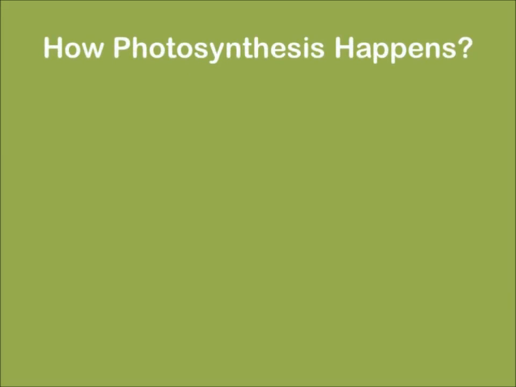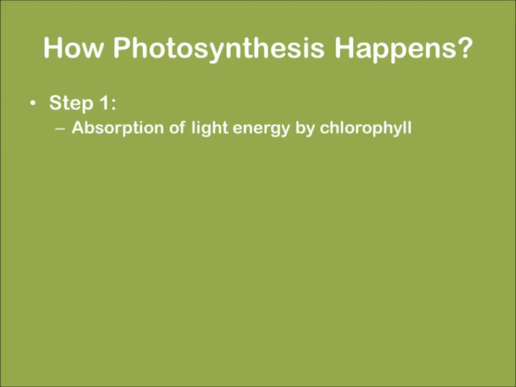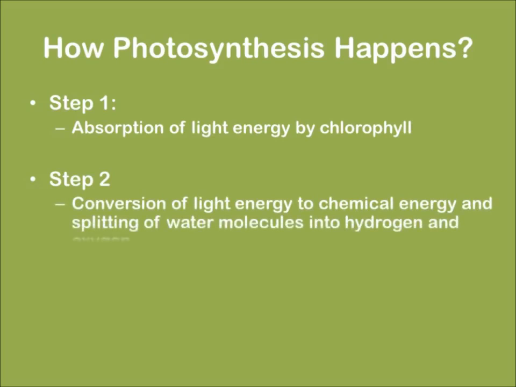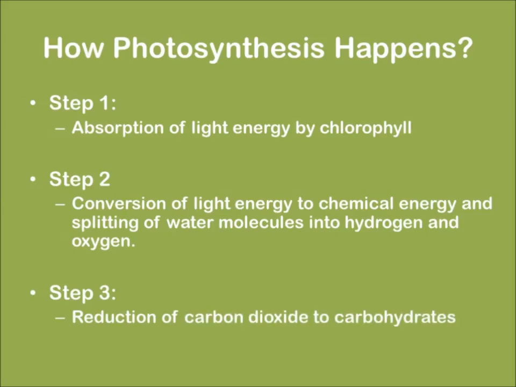Now let us learn how this photosynthesis happens. Step number 1. The absorption of light energy by chlorophyll. Step number 2. Conversion of the light energy to chemical energy and the splitting of water molecules into hydrogen and oxygen. Step number 3. Reduction of carbon dioxide to carbohydrates. That's it.